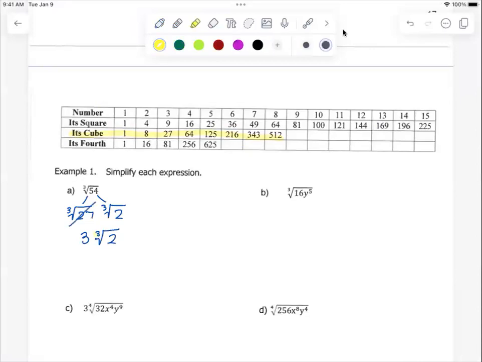Don't forget this little index, this number that is listed on like the diving board, I like to call it. You need to show that it's a cubed root. If you forget that number, then you're showing it's a square root.